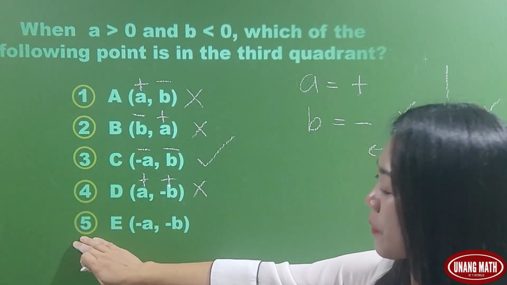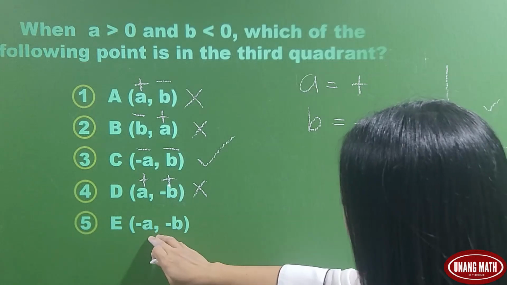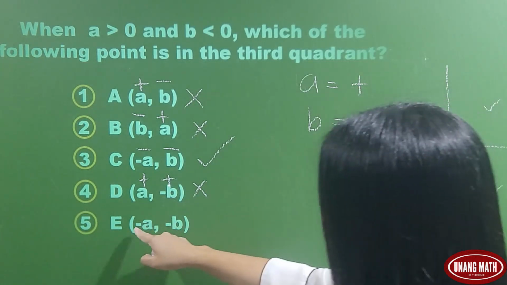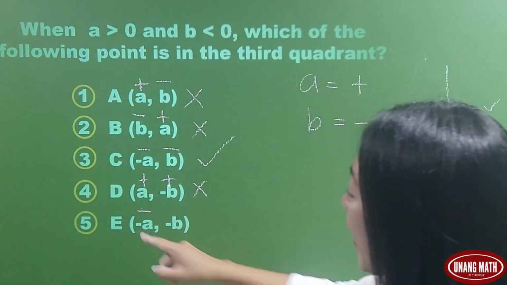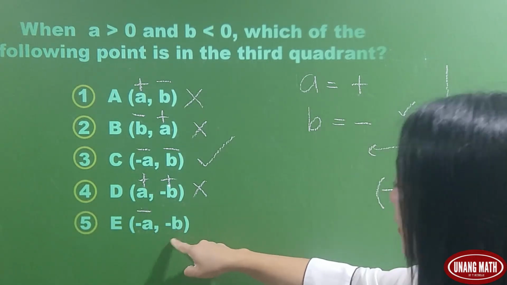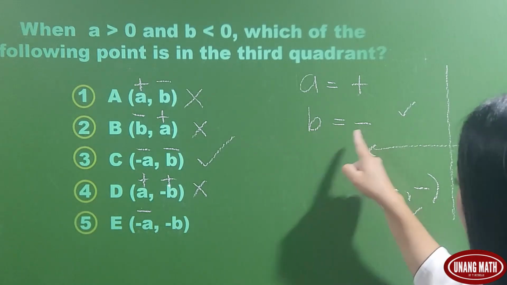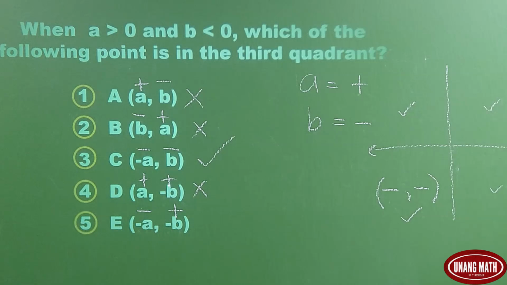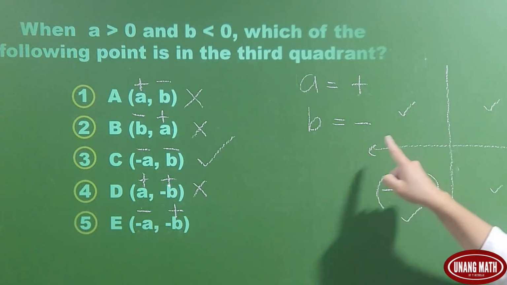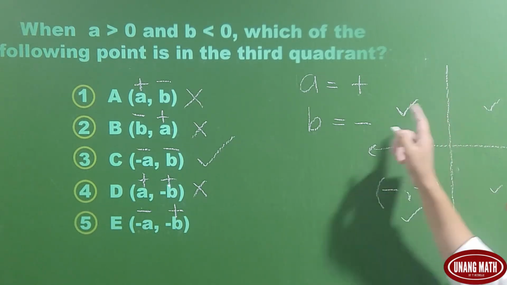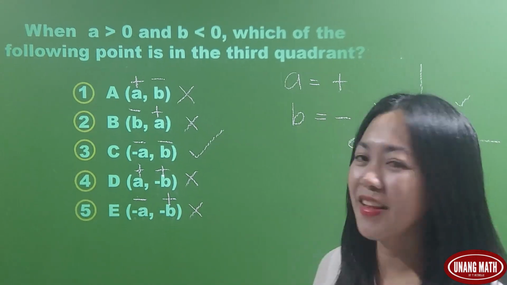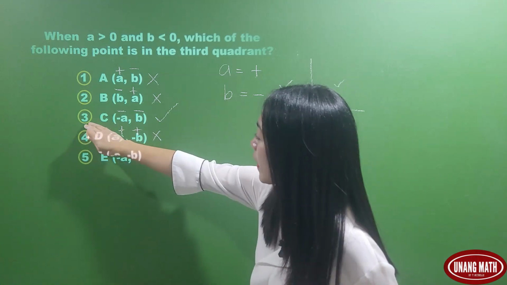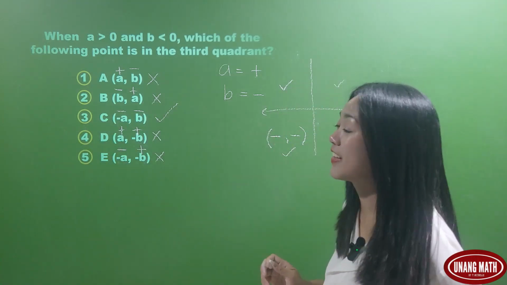Okay, what about option number 5? Negative A, so this is negative, since A is positive and negative times positive is negative. Negative times B, which is negative, so negative times negative is positive. So the x-coordinate is negative and the y-coordinate is positive, so it's in the second quadrant. So this is not the answer we're looking for. In this problem, the correct answer is option number 3.